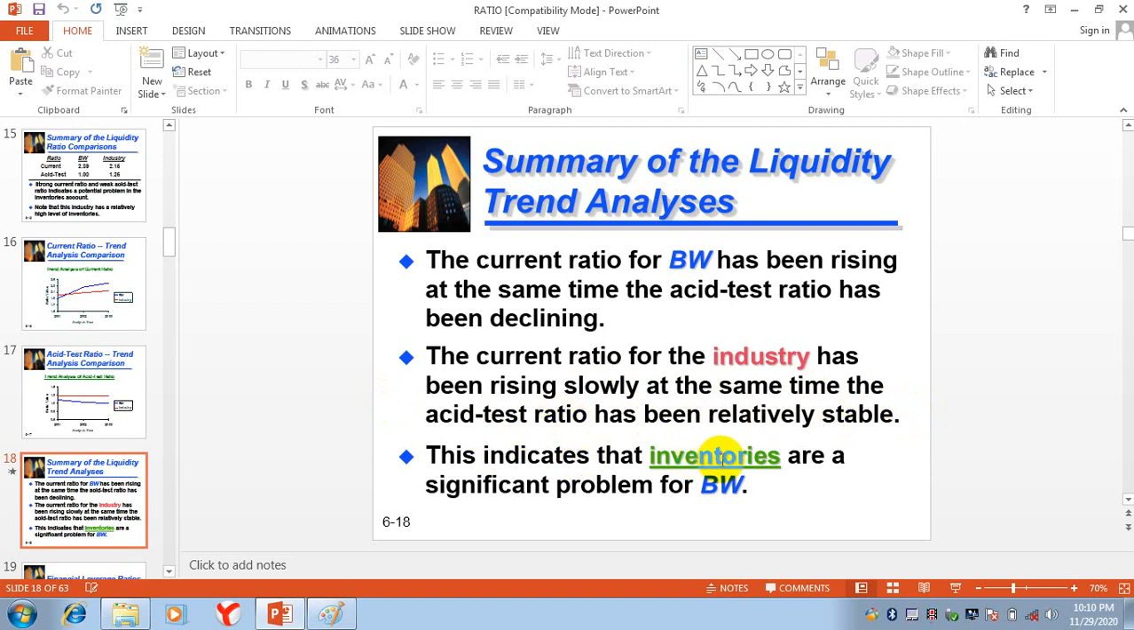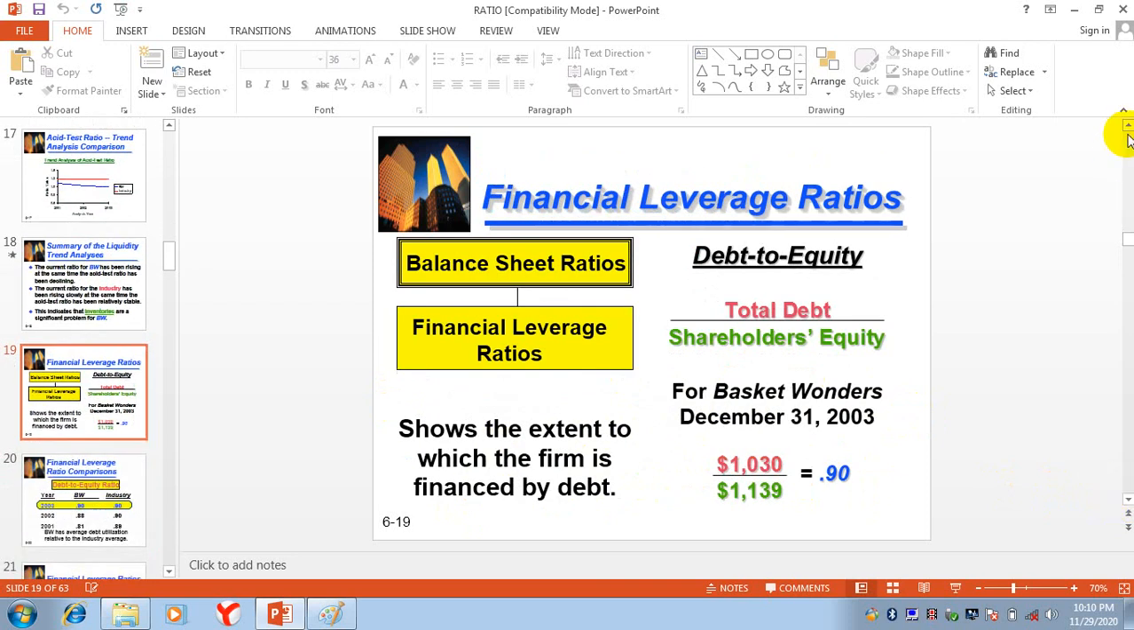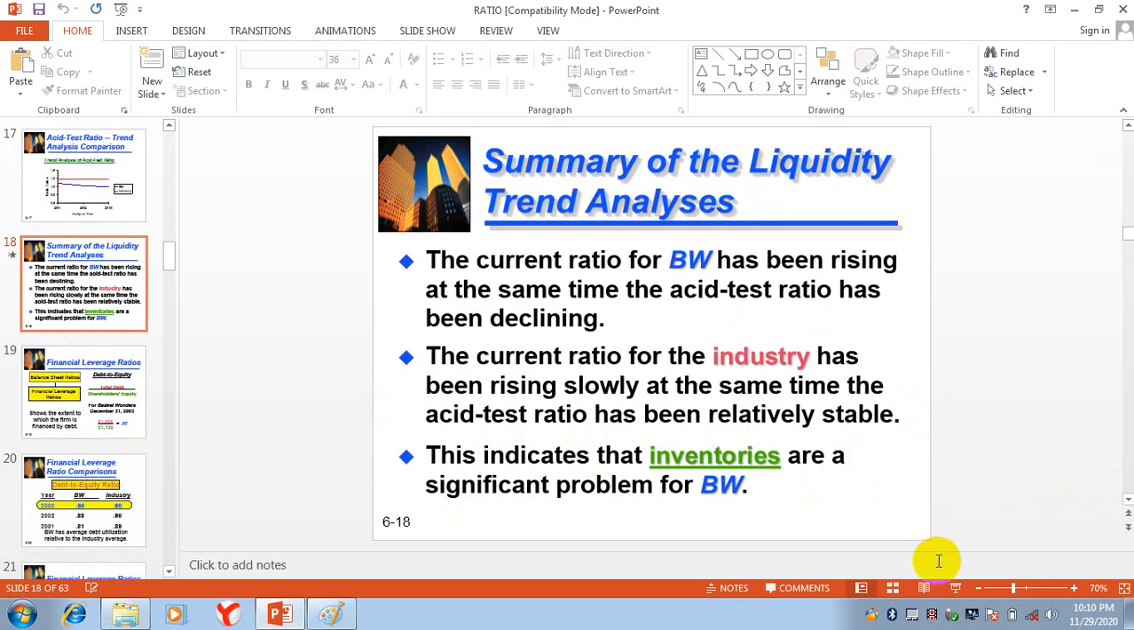This indicates that inventories are a significant problem for Basket Wonders. This is showing that there is a problem in the inventory account. It means our company is not focusing on sales. It means that their marketing department and sales department are not that effective.